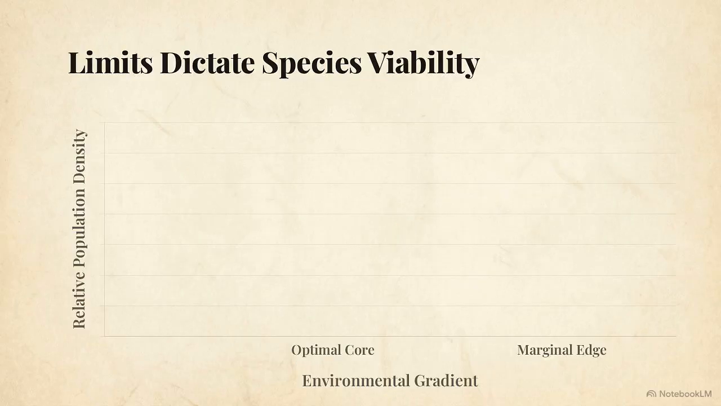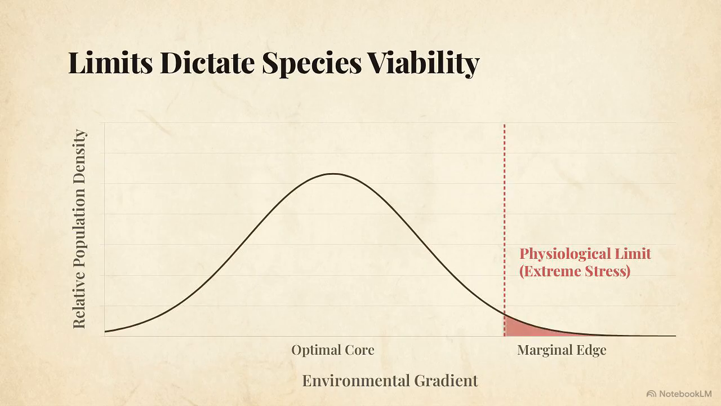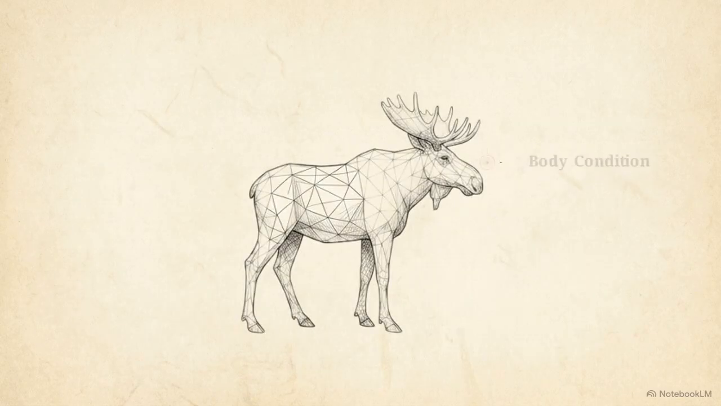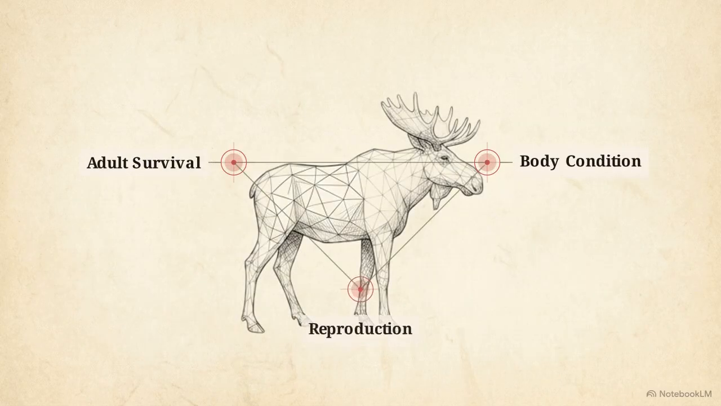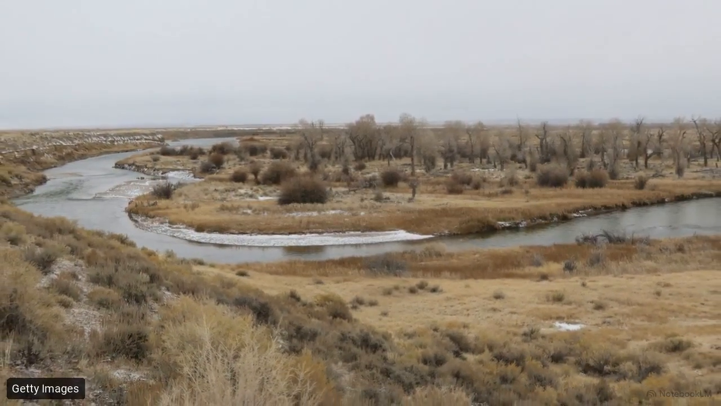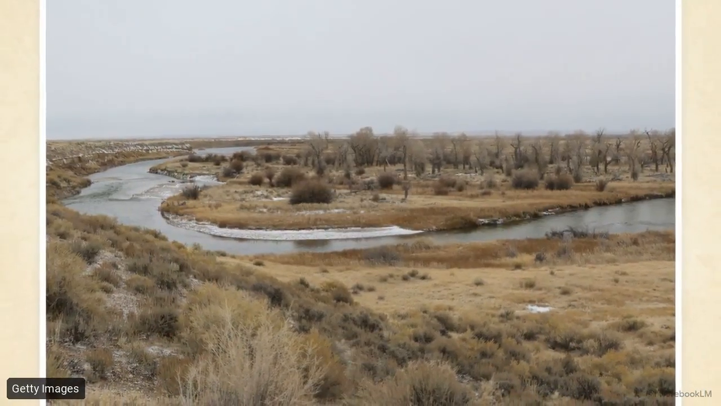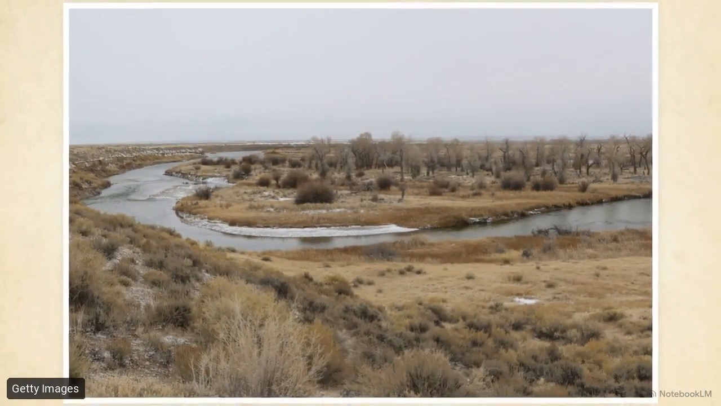To understand exactly why a species stops growing at its physiological limit, we must abandon broad assumptions from its core range in Alaska and instead reverse engineer the localized demographic engine keeping them alive in the south. This is what winter habitat looks like for a Shiras moose. They concentrate in specific riparian corridors to find food during harsh intermountain winters.